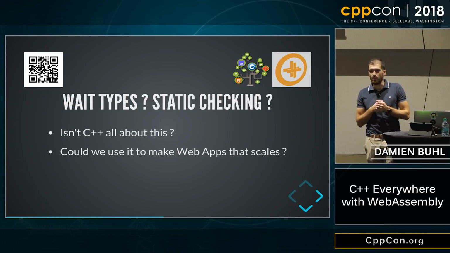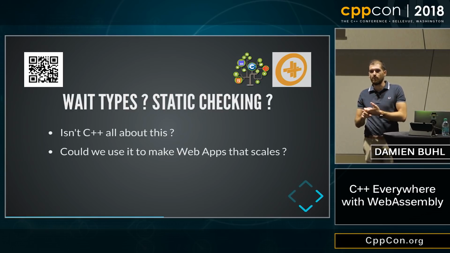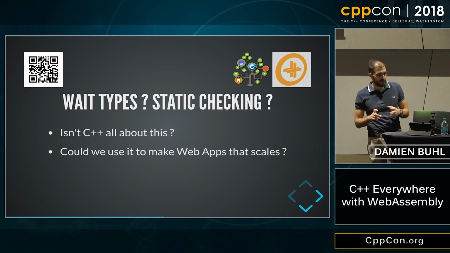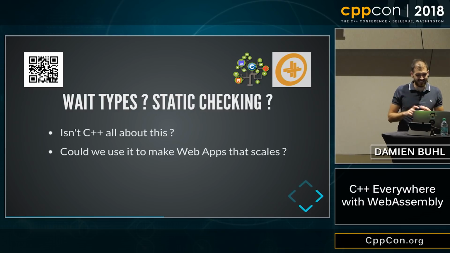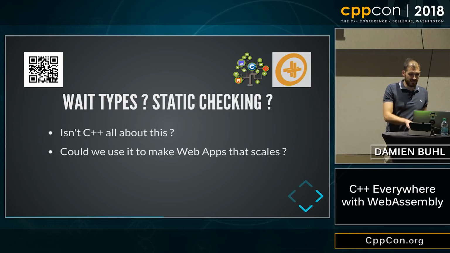But C++ is all about this. It's all about static types. It's all about having the error at compilation time. It's all about knowing before you ship that your software will run, even if untested software doesn't work. But yeah, that is a Bjarne quote. So could we use C++ as well as TypeScript to make web apps that scale? This is a question that I ask.